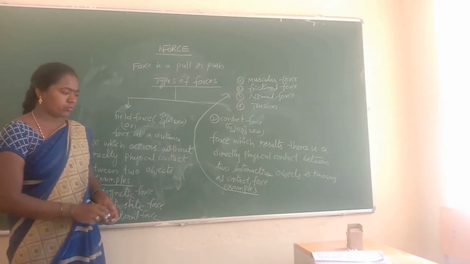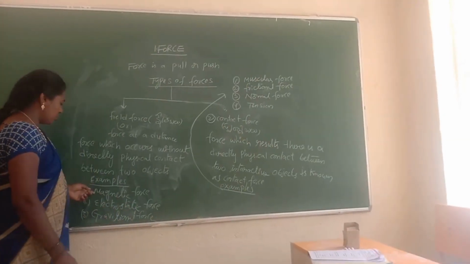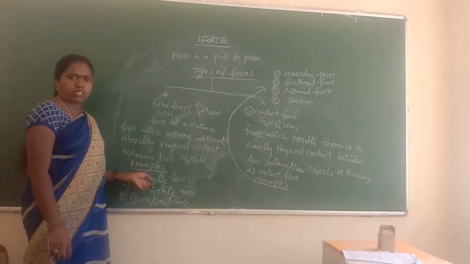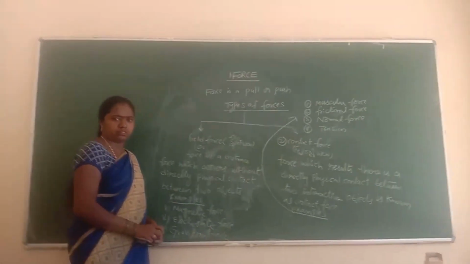We will discuss the examples one by one clearly. Examples of field force. The first one is magnetic force, Ayaskanta Balamu. Observing the magnetic force.